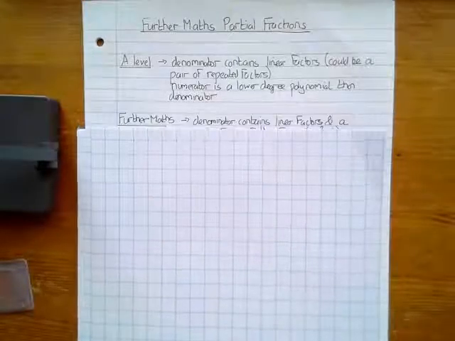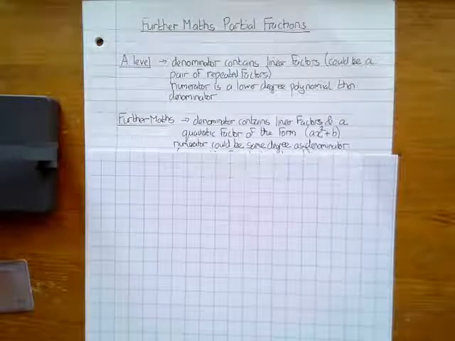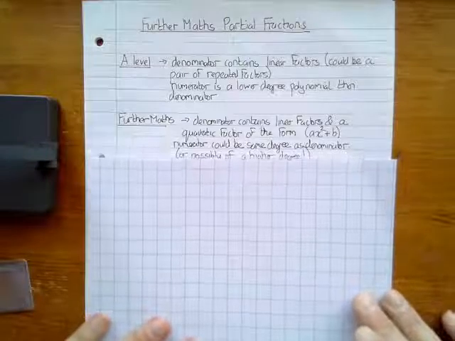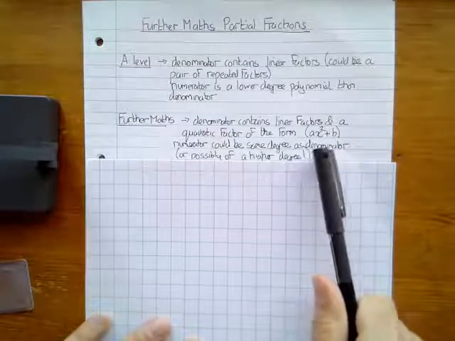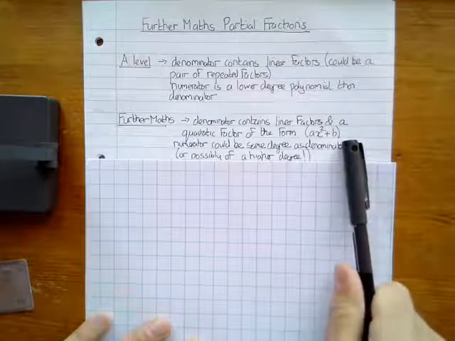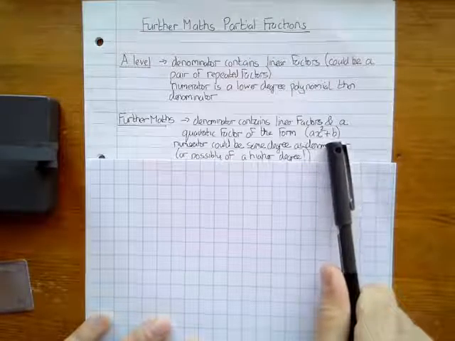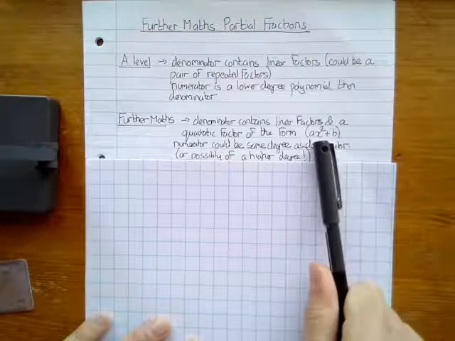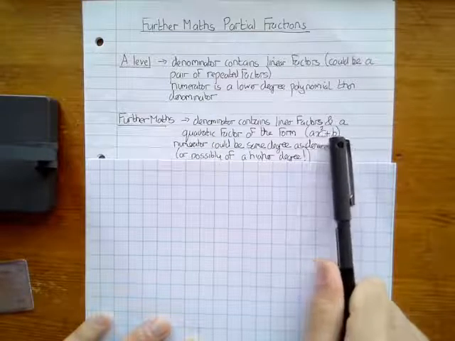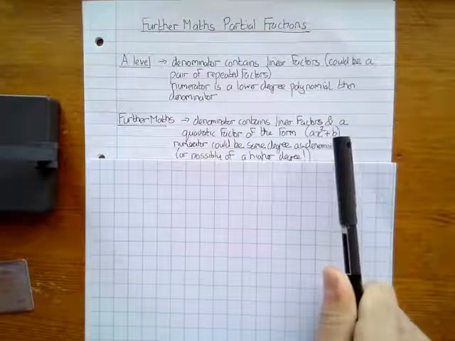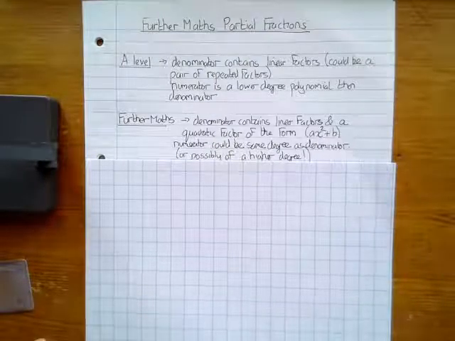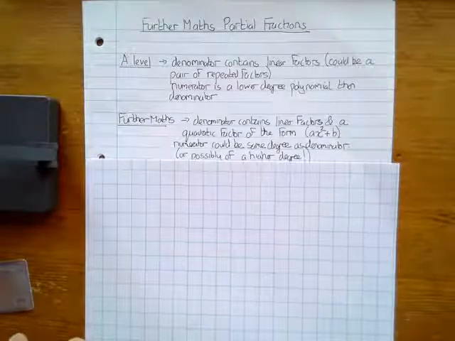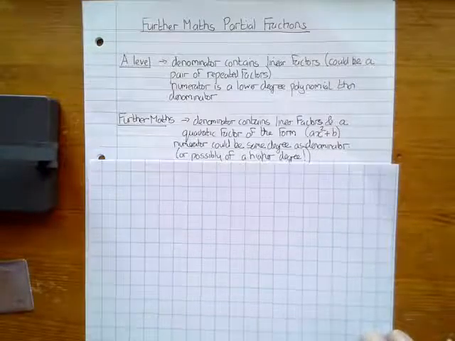Now, a further maths then. The denominator contains linear factors still, but you could also have a quadratic factor of the form ax squared plus b. Not ax squared plus bx plus c, but ax squared plus b. That's an x squared term and a constant. That's what we've got to be able to deal with, and it's a very useful thing to be able to deal with for some of the integration that we've got to do.